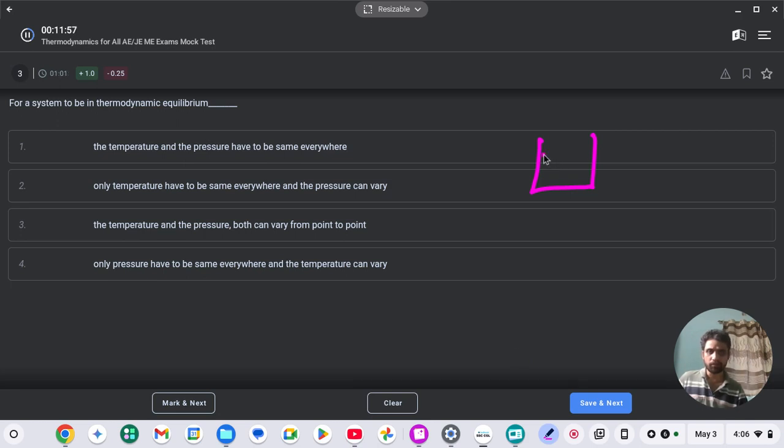Suppose this is a system. If its temperature is increasing, then it is not in thermodynamic equilibrium. In a chemical reaction, temperature increases or decreases, so during a chemical reaction the system is not in thermodynamic equilibrium. And pressure also changes during a chemical reaction. So option 1 will be correct. Next question.